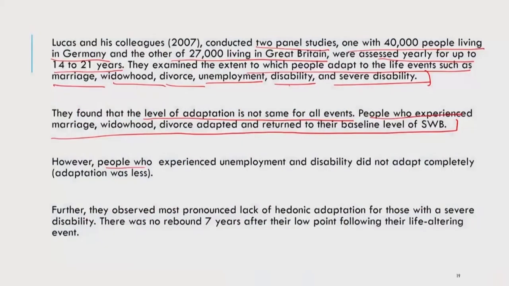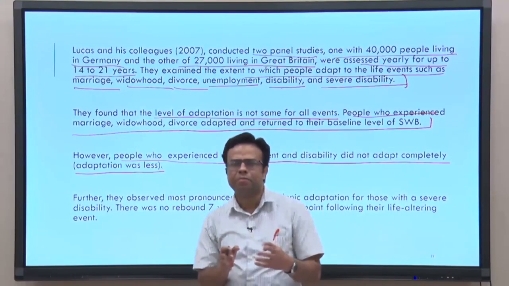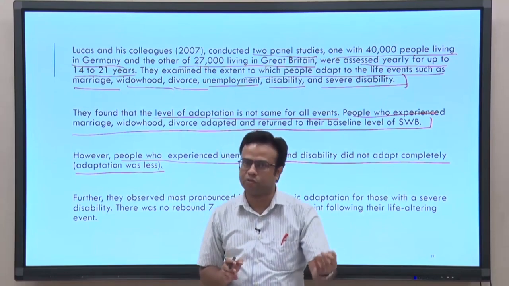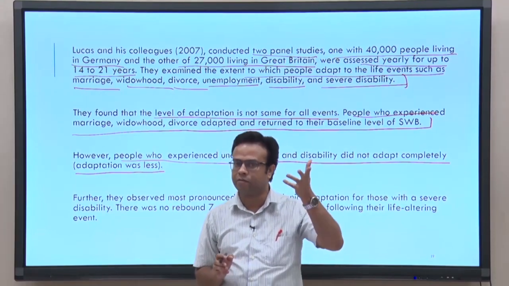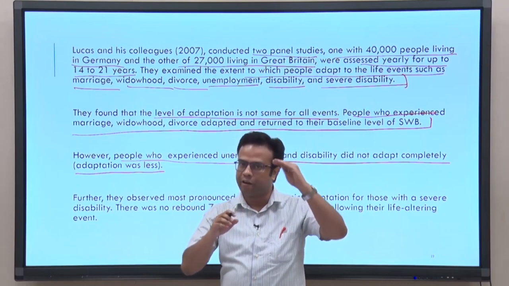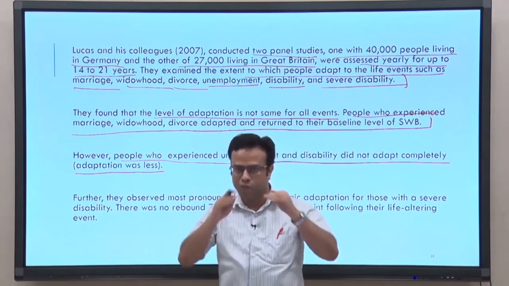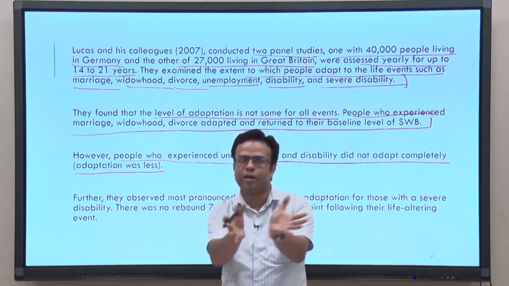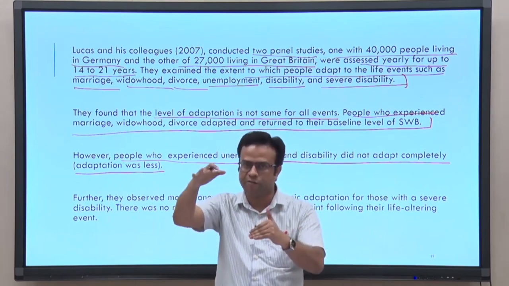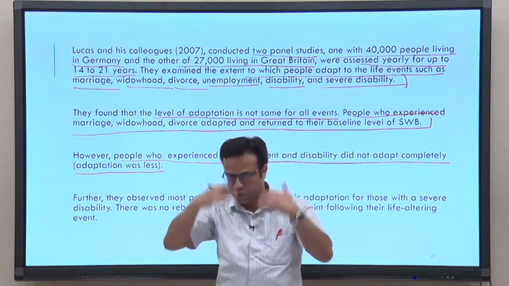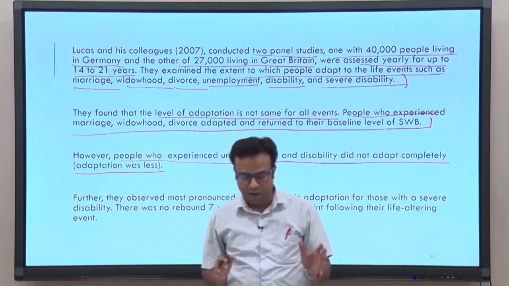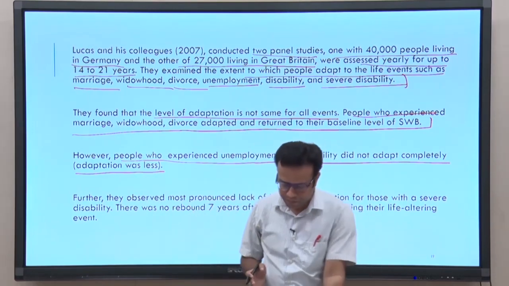However, they found people who experienced unemployment and disability did not adapt completely. For events such as unemployment and disability, people could not completely adapt to them. This was really a lingering thing, they were not adapting and they were having negative emotional consequences for a long time. So, consequences of such events lingered for a long time. The adaptation was partial.